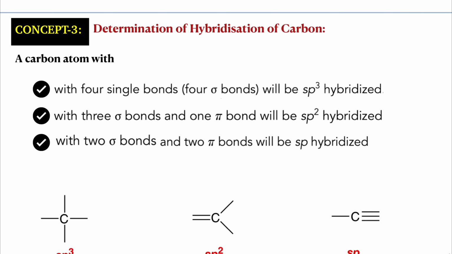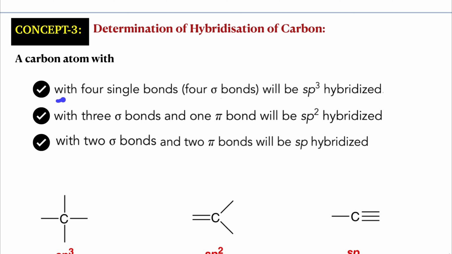So this is concept 3. In this video, we are going to discuss how to determine the hybridization of carbon in carbon compounds. In the previous video, we discussed the three possible hybridizations of carbon: sp, sp2 and sp3. And now, how to find the hybridization of carbon in carbon compounds.